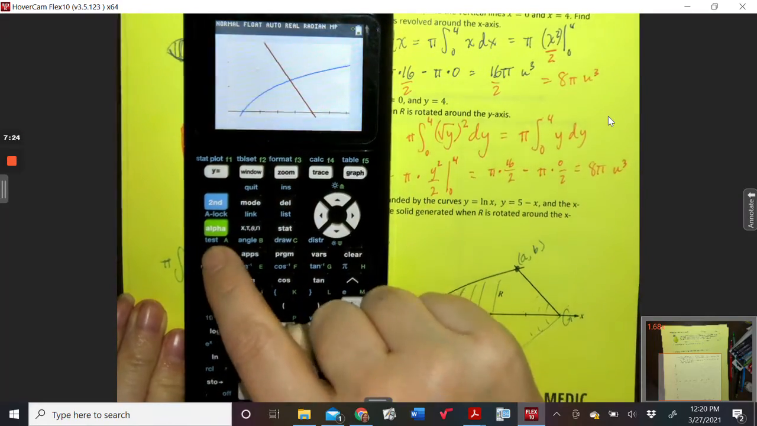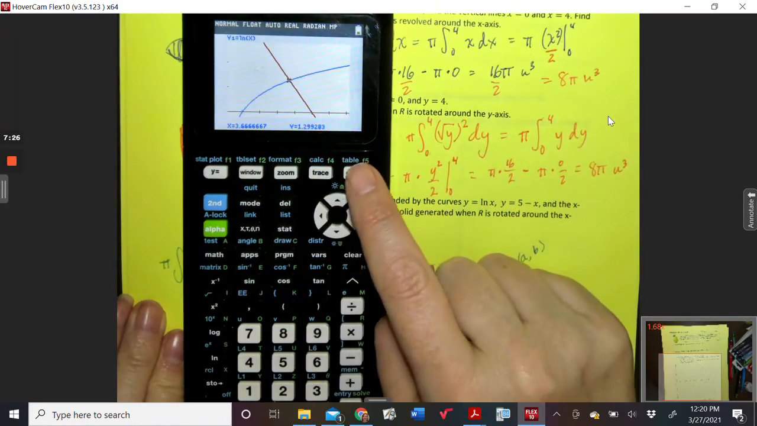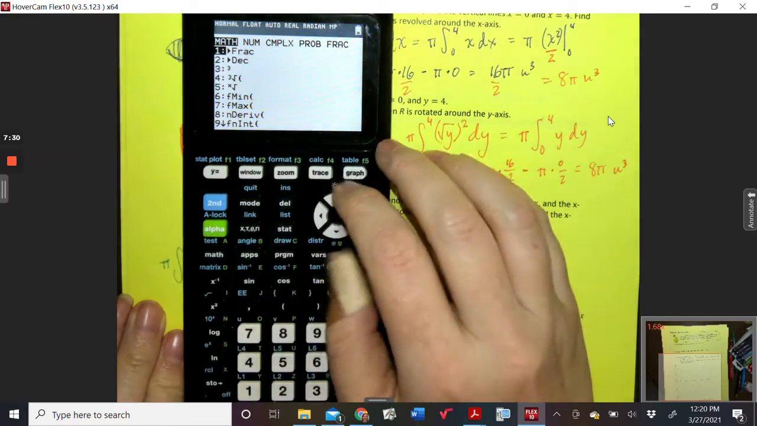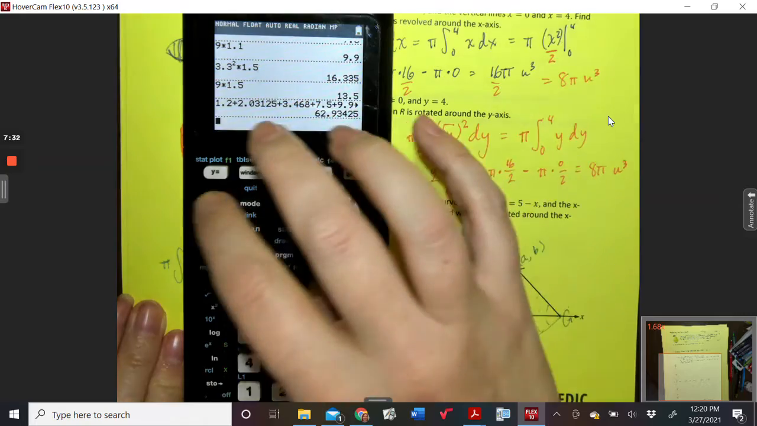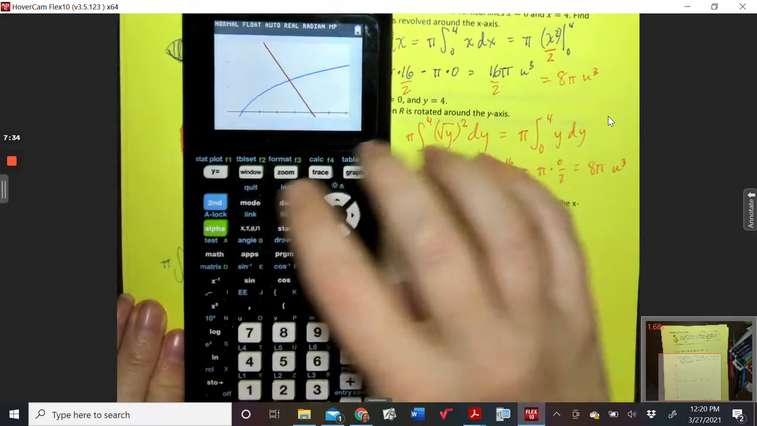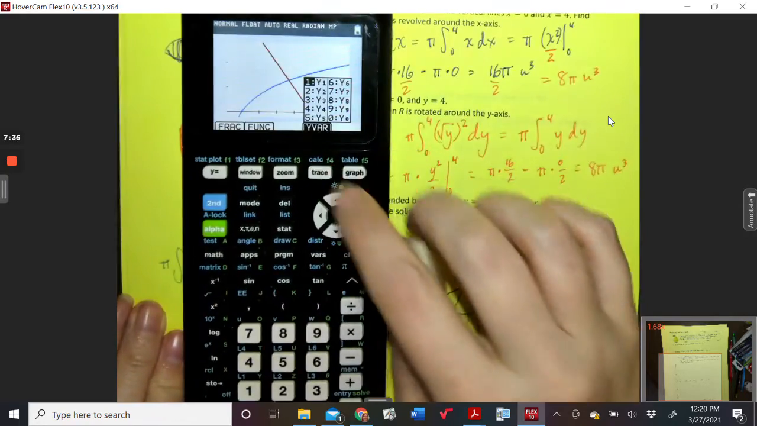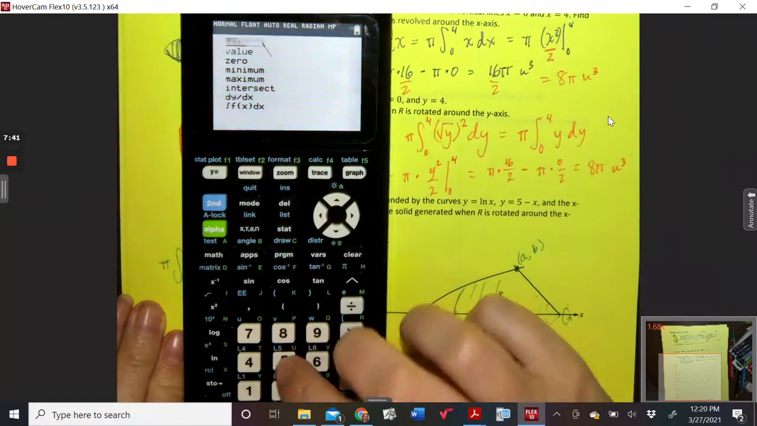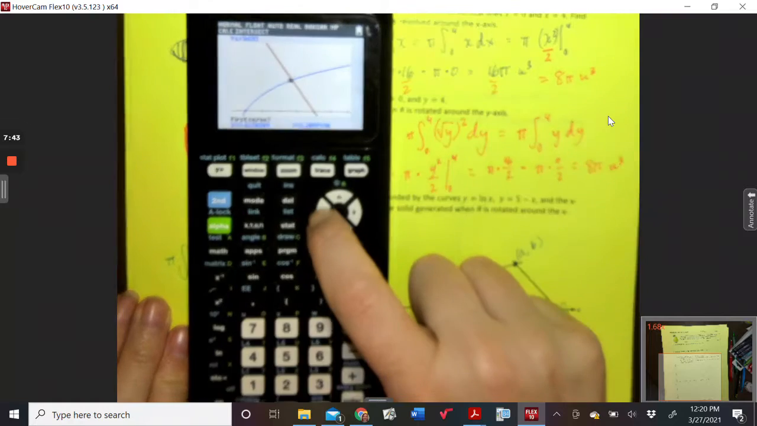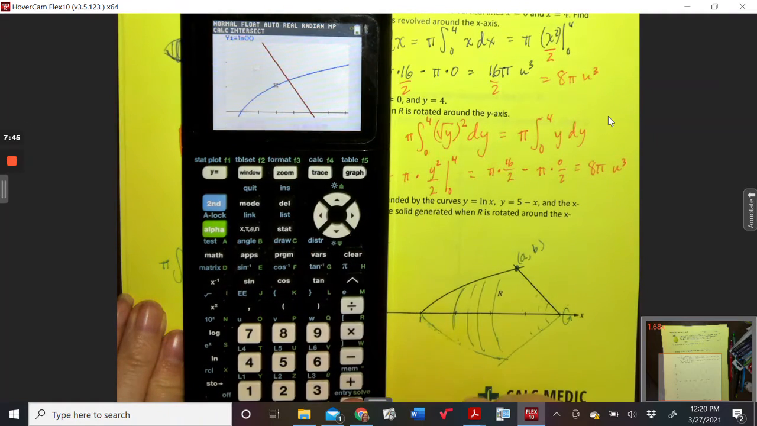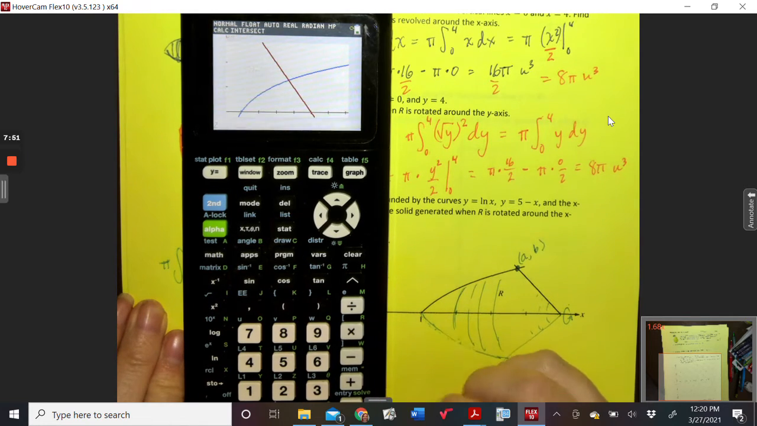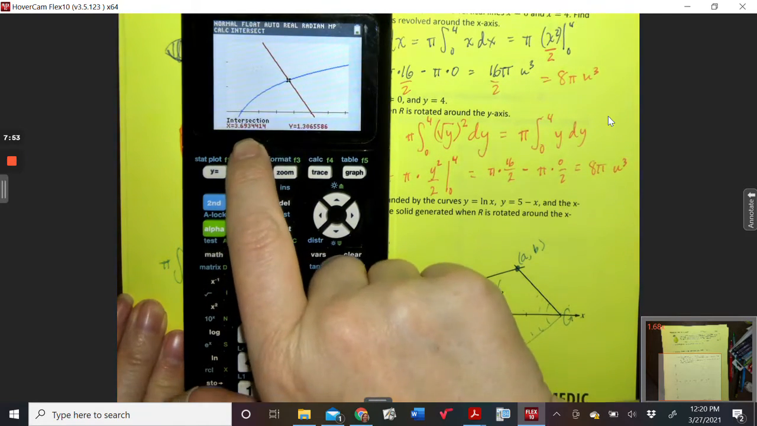So that's math trace. No, excuse me. Graph. Alpha trace. No. Second trace. Number 5. First curve is the blue one. Then the second curve is the red one. And I think they meet close to 4. And so there's my intersection.